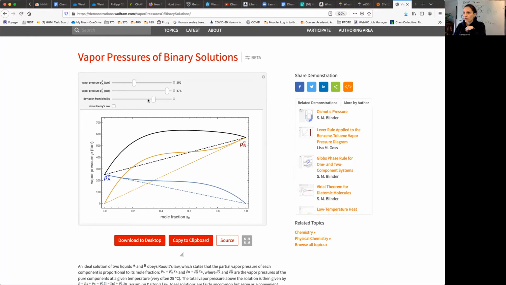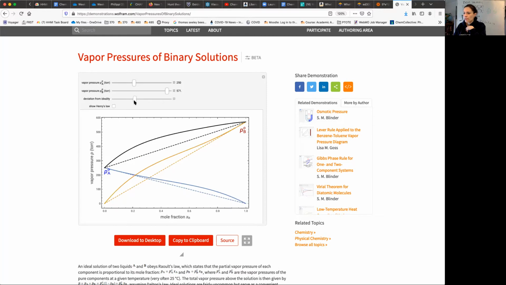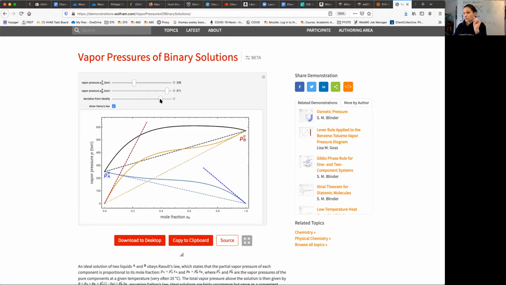So deviation from ideality. I don't want any deviation from ideality. Let's get back to normal. A little bit less. A little bit less. Close enough. Okay, so we're pretty close back to ideality. Henry's law. Okay, so Henry's law shows the value of what the solute would be for ideal conditions. So if I do a massive change in ideality, you'll see a drastic change in the Henry's law.